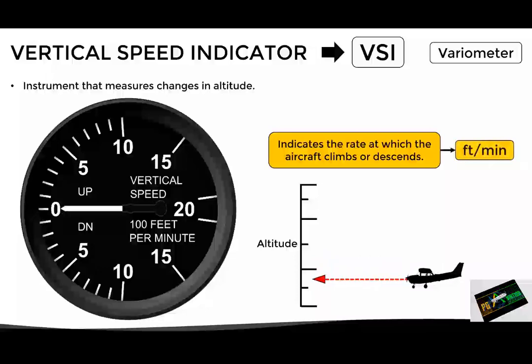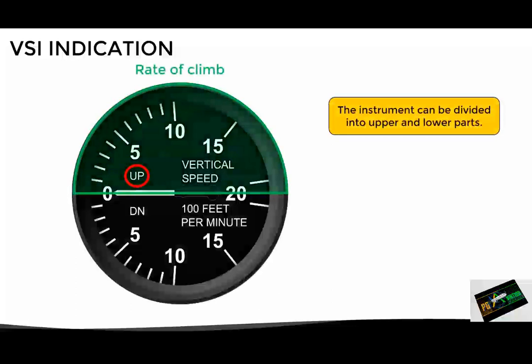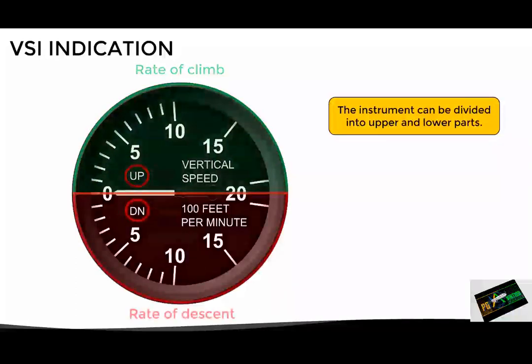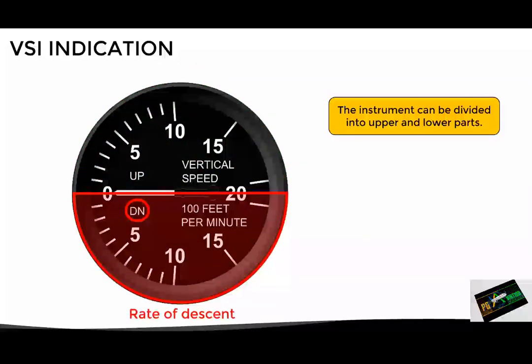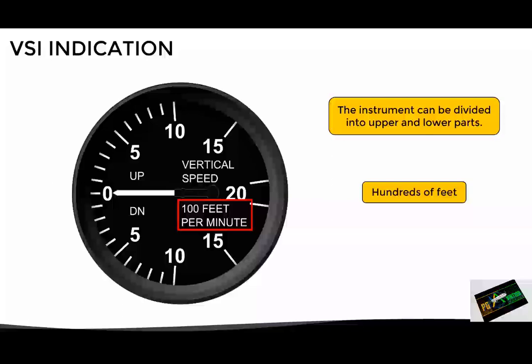So, let's now see how to read the instrument. The VSI can be divided into upper and lower parts. If the needle is in the upper part, it represents a rate of climb, while if it is in the lower part, it represents a rate of descent. In this particular case, each of the instrument's markings represents 100 feet. In this example, the needle is pointing to 0. Therefore, it indicates that the aircraft is in level flight at a constant altitude.